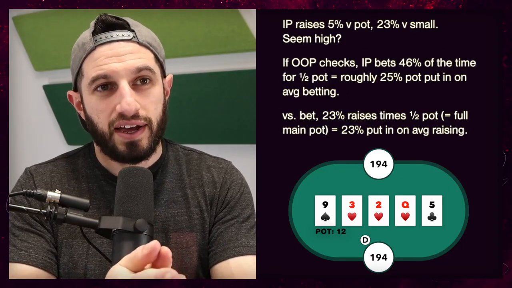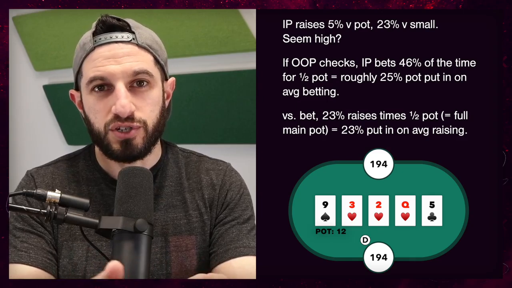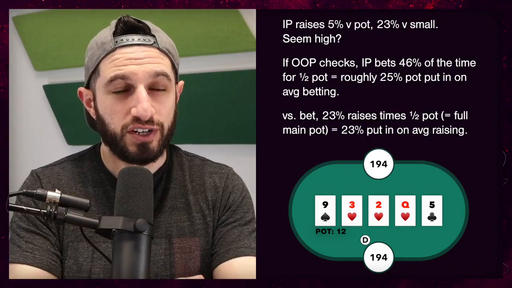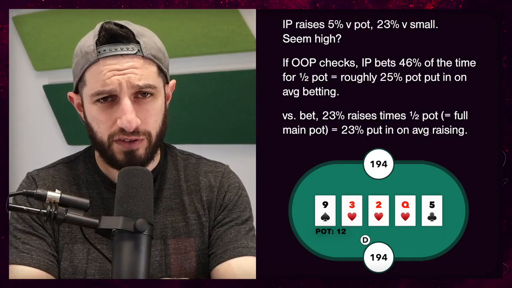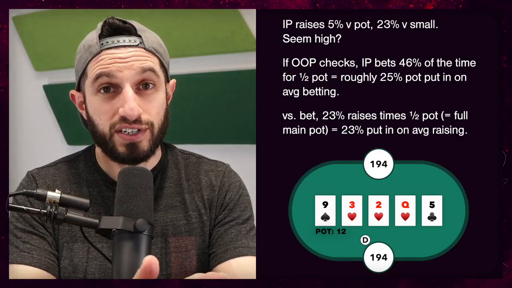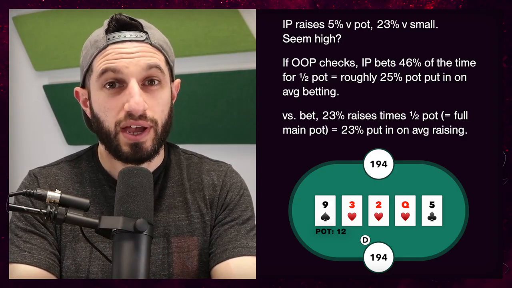The only other thing I wanted to point out, which might surprise some people: against pot, in position is raising 5% of the time. So first of all, in position checks back some nut flushes to raise, but also in position can raise thinner than the nut flush, I think down to the 10-high or jack-high flush on this board. I forget. But against a small bet, it's raising 23% of the time, which I think for some people might strike you as very high.